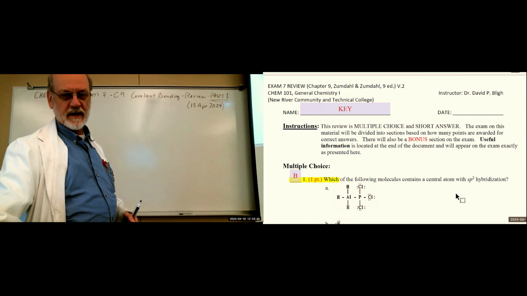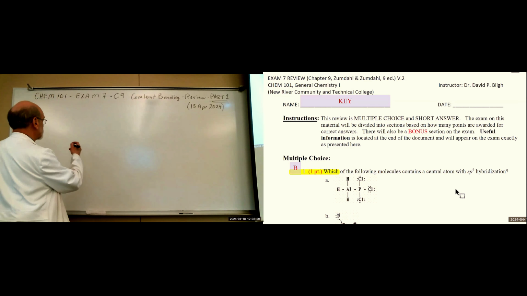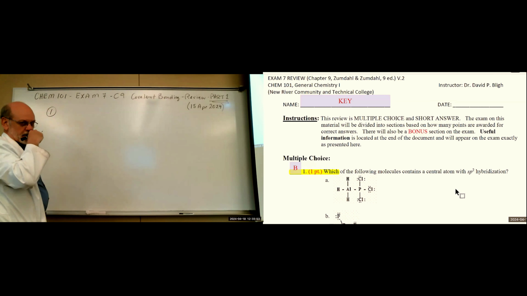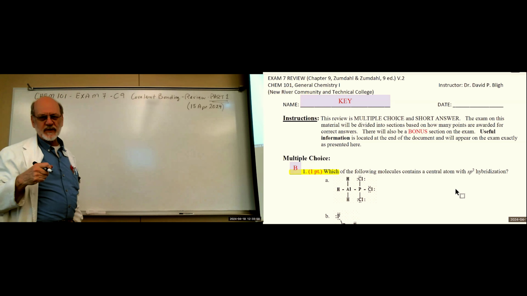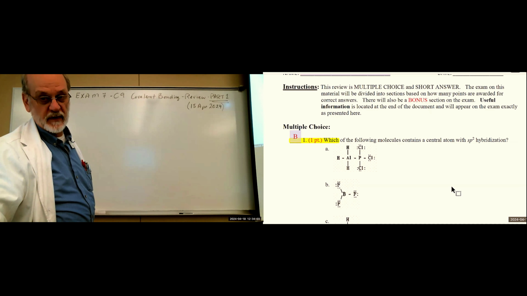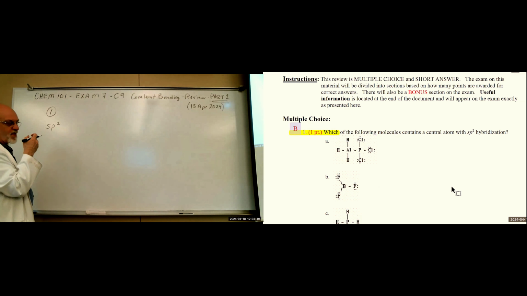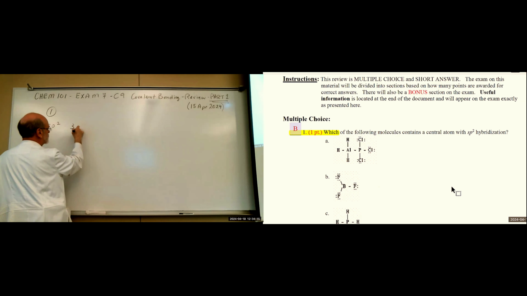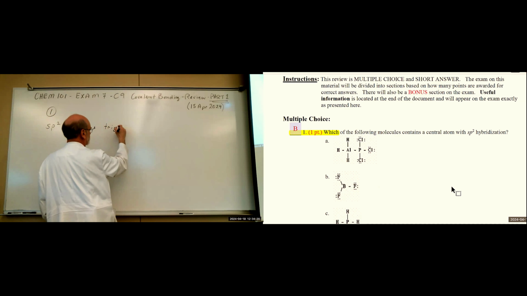All right. And I've got several highlighted. So let's take a look at this one. Which of the following molecules contains a central atom with sp2 hybridization? All right, so we've got several molecules to choose from. sp2 hybridization, which implies what? It needs 3 groups, right? Okay, so 3 groups means trigonal plane.